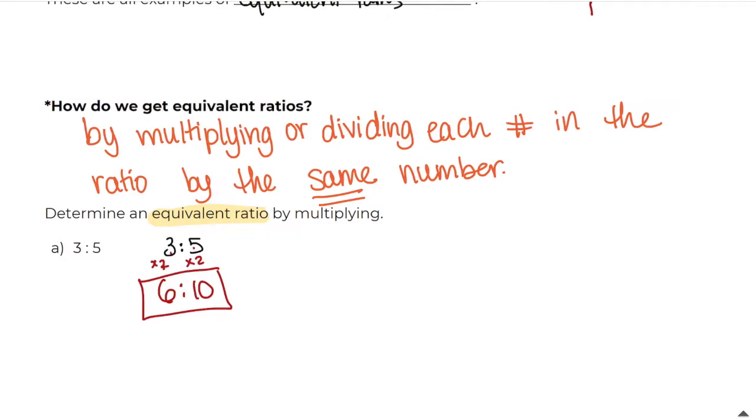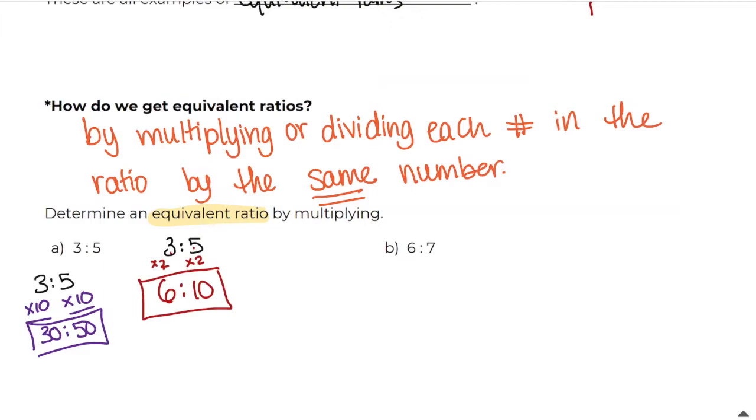Now, there's a lot of correct answers. In fact, there are infinite correct answers to finding equivalent ratios of 3 to 5. Another example could be I could just decide to multiply by 10. And again, it doesn't matter what you multiply by, as long as you are consistent and multiplying both of these numbers by the same value.